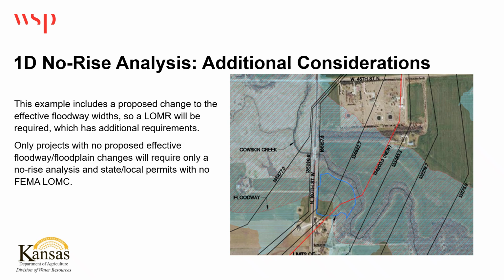Only projects that don't have any proposed changes to the effective floodway and floodplain will require only a no-rise analysis and the additional state and local permits that you need for your project, and will avoid the FEMA letter of map change process. And of course, I'll end it by saying, if you can avoid the floodway, you can avoid all this no-rise and all the trouble you have to go through for this. So if you can, adjust your proposed development to stay out of the floodway.